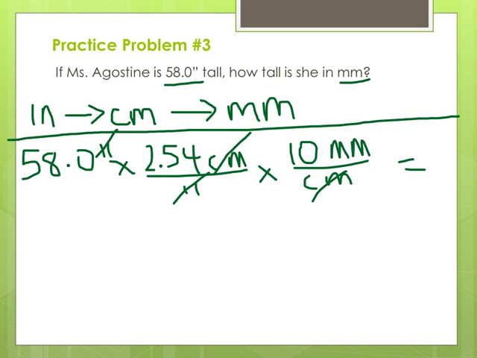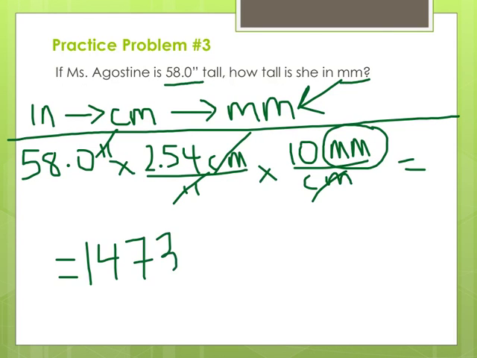Centimeters divided by centimeters equals 1, it goes away, and we are left with millimeters, and that's what we're trying to solve for. Yay! So now I'm going to do my multiplication on my handy-dandy calculator, and I end up with 1,473.2 millimeters. So now we have to look over at our number of sig figs.